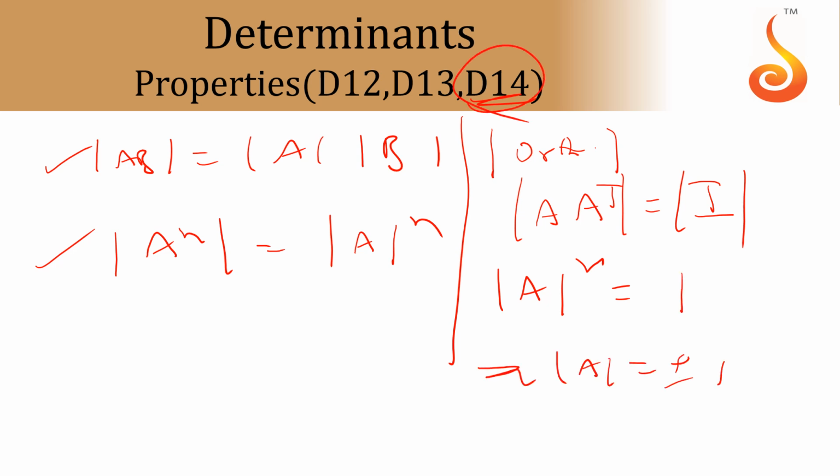So in determinant property D14, let us calculate the determinants of all types and try to understand them. No need to mug up or learn by heart. Just try to understand how we are developing the determinant of orthogonal, involutory, idempotent matrices by using this property: det of AB equals det A into det B, or det of A power n equals det A whole power n.